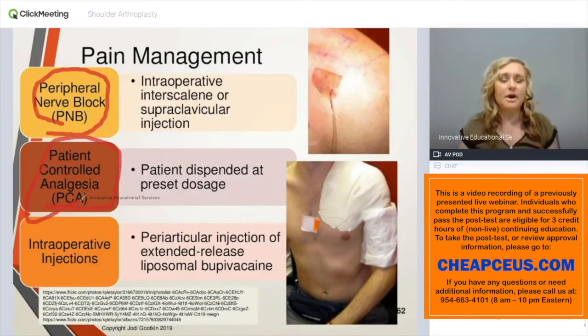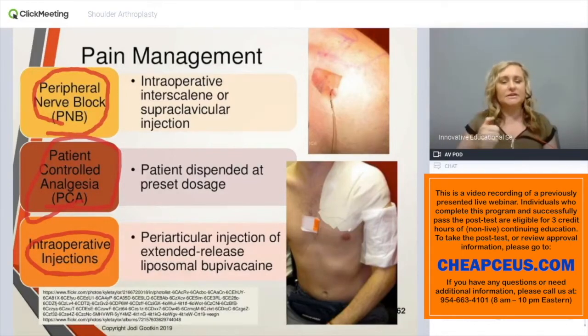Patient-controlled analgesia pump the patient may have post-operative, where they can click the button to dispense the medication. And then some physicians intraoperatively, they're going to inject different pain medications directly into the surrounding tissues that may have been irritated during the surgical procedure. And then there would be carryover of that pain relief into that immediate post-op period.